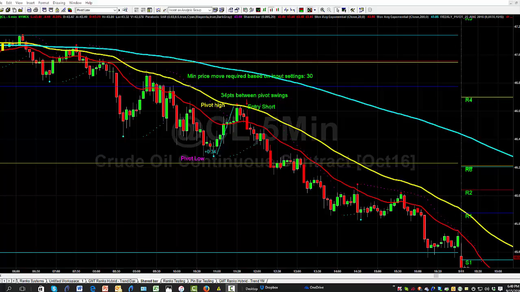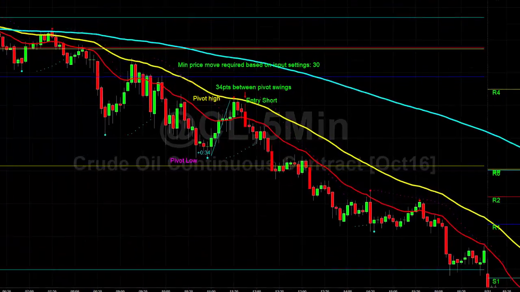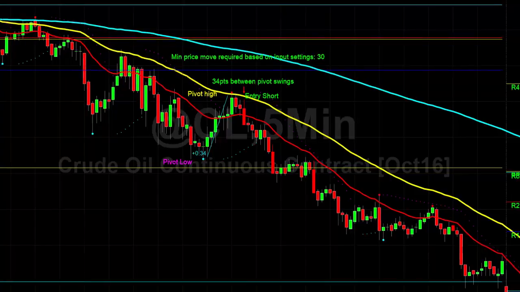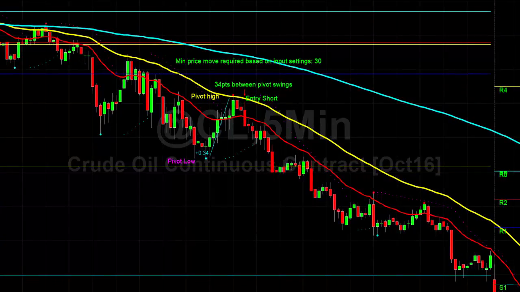I'm going to be looking today at the minimum price move required before we get into a trade. Ideally, it doesn't matter what system we're trading, we want to determine what kind of range we're dealing with, how much energy we have in the market and what potential we have for a move, because we don't want to get caught trading in choppy type markets.